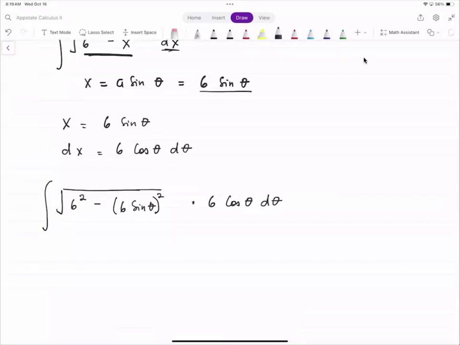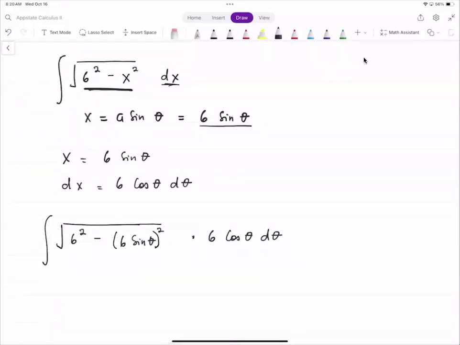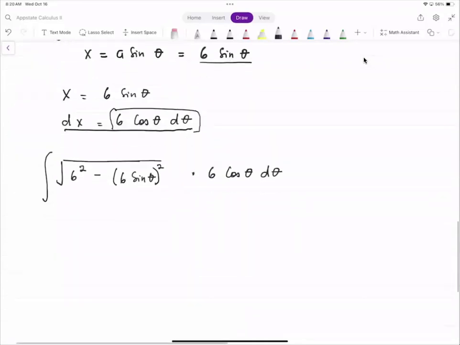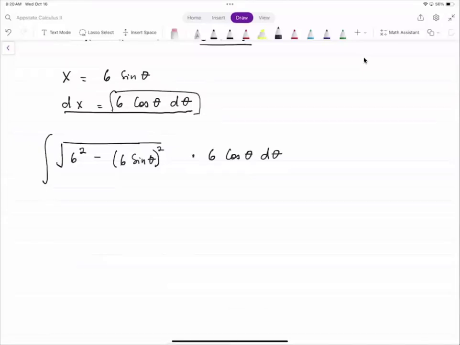And then I have this. Remember, here is what? The x. And so I differentiated this thing here. So in place of the x, I put in this thing here. Now that we've been able to represent everything in terms of theta, we can now go ahead to simplify.